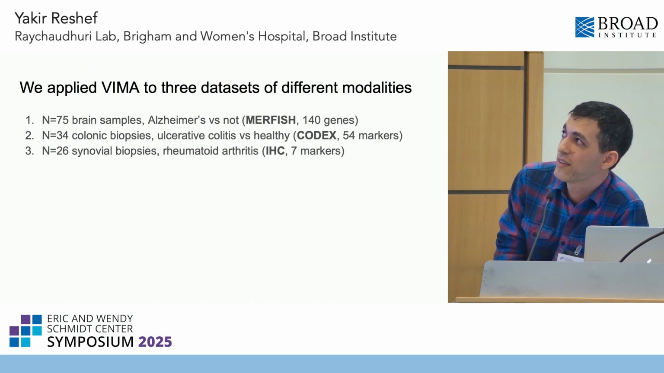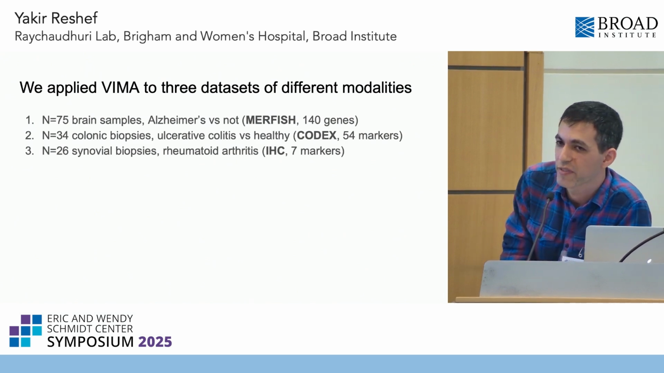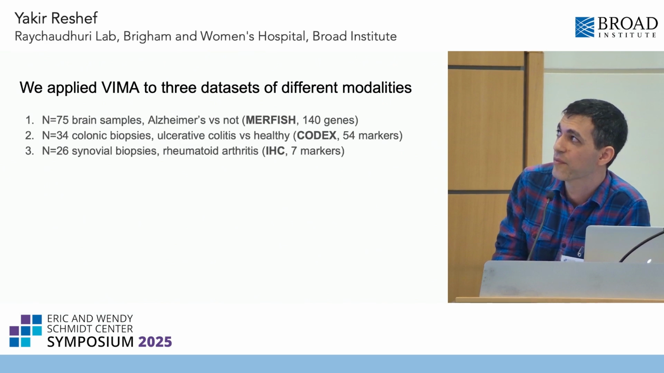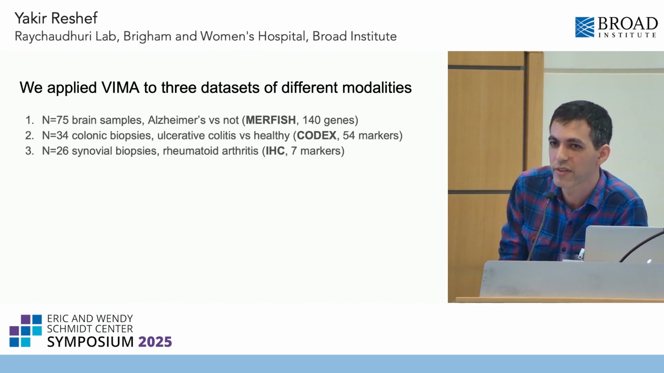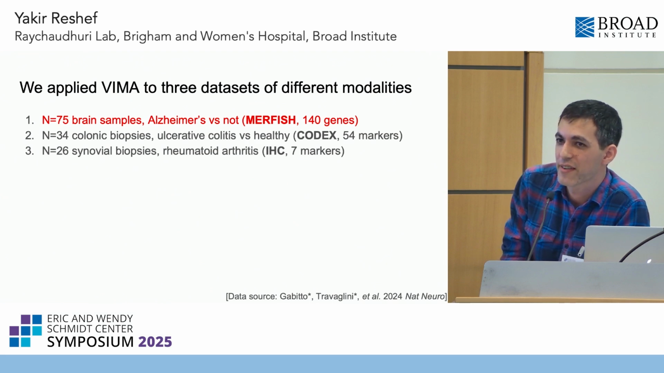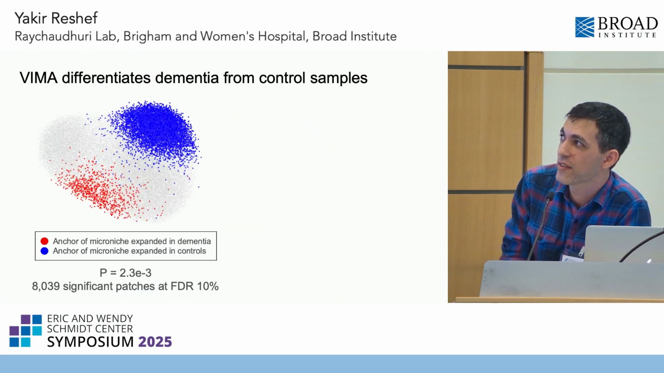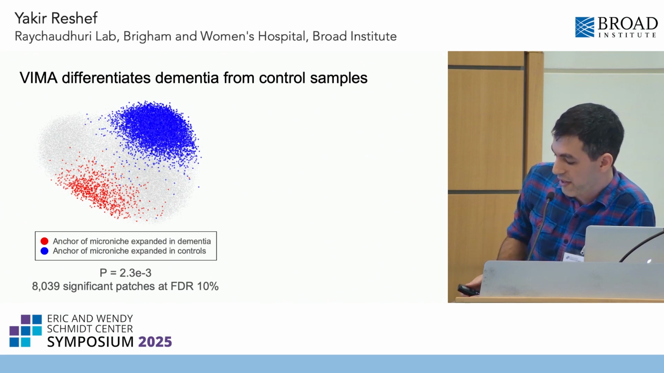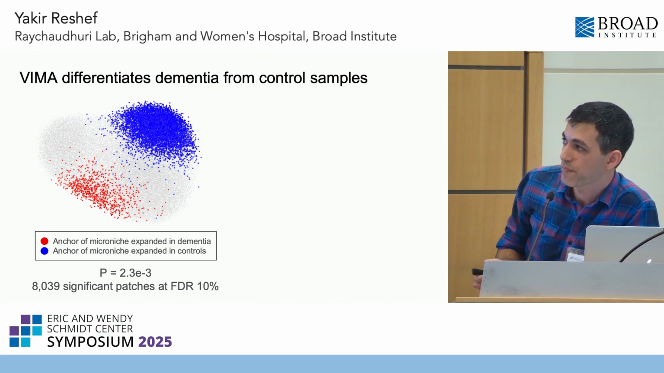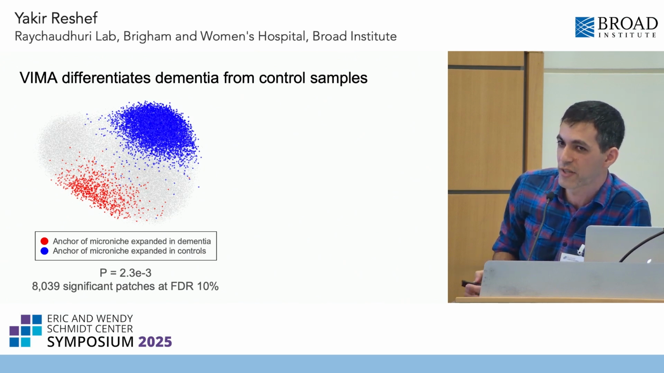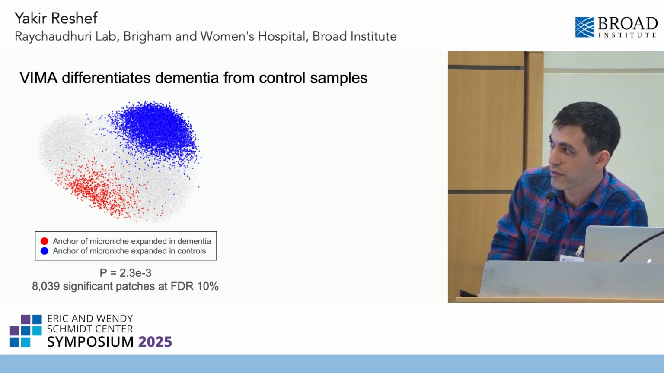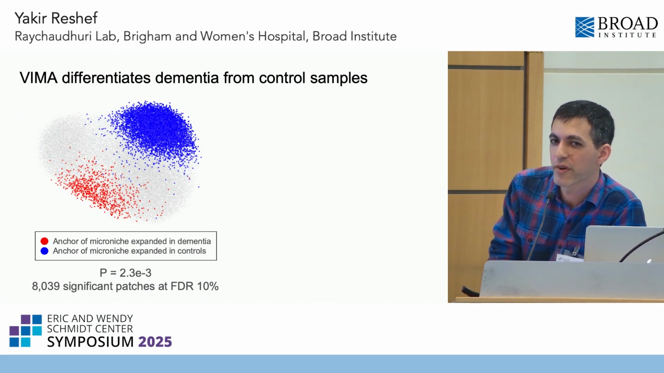We applied our method to 3 data sets that I want to show you here briefly, spanning 3 really different modalities, going all the way from simple immunohistochemistry to MERFISH, which is spatial transcriptomics. The first data set is the dementia data set that I described, and this is the result of the VIMA analysis of that data set. So in this picture, what you're seeing is a UMAP where every point is a patch, and the red points are patches whose microniches are expanded in the dementia samples, and the blue points are patches whose microniches are expanded in the controls.